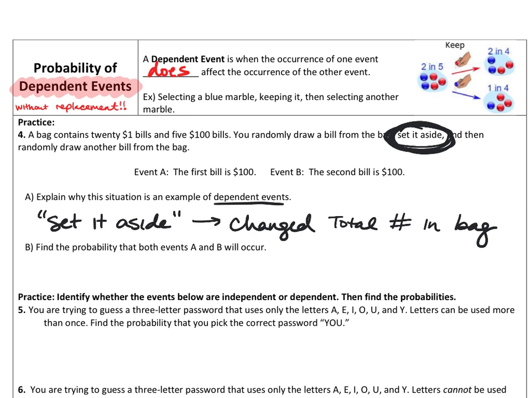But the formula we use to find if they both happen is still the same. So to find the probability that both events A and B will occur, I'm still going to use that purple equation from the front page, which was the probability of A and B is equal to the probability of A times the probability of B.